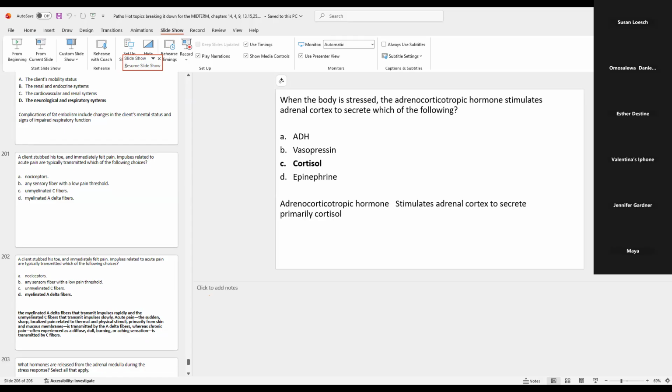All right, subluxation is when the joint is only partially displaced. So there's still some contact between the two surfaces with a subluxation. With dislocation, no contact. Subluxation, we have partial contact still in place.